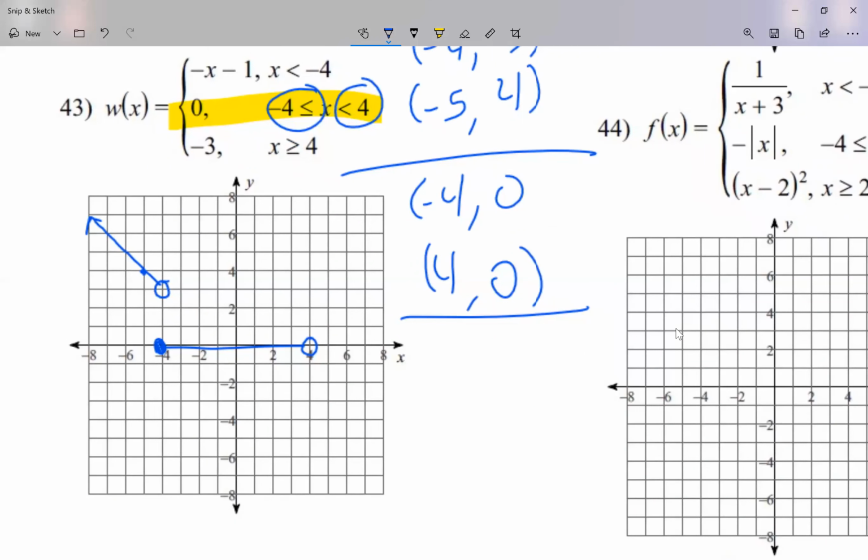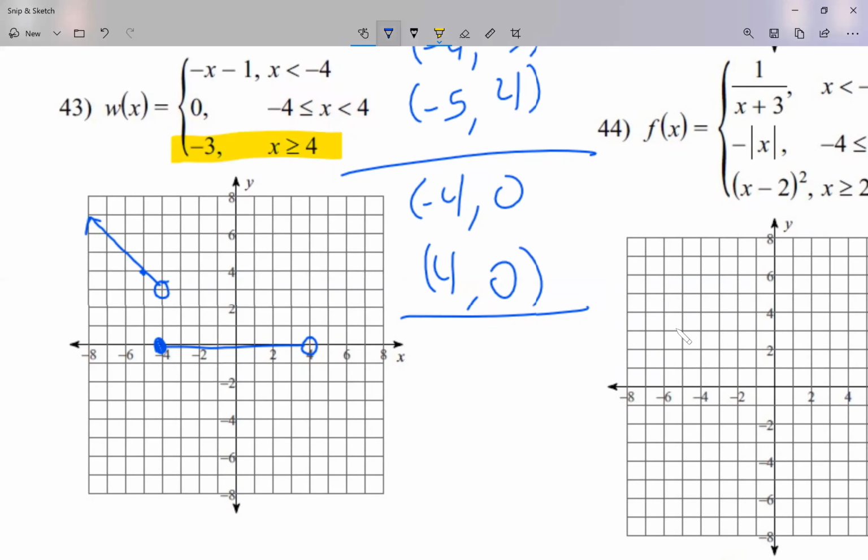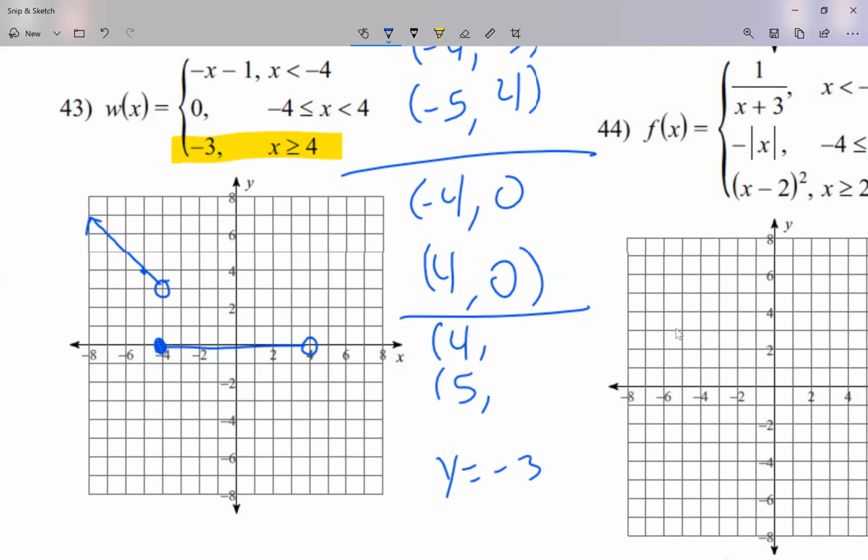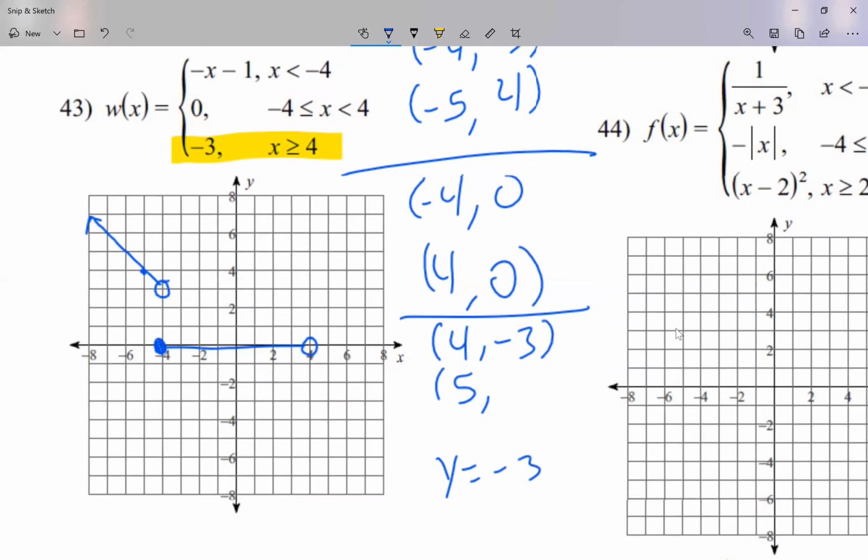Now let me take a look at the third part. I'm looking at that as y equals negative 3. The values of x I can choose, let me choose 4 to begin with, and it says x is greater than or equal to 4. So anything greater than 4, let me choose 5. My equation y equals negative 3 means the y value is negative 3. It doesn't matter what the value of x is. So the y value is always -3.